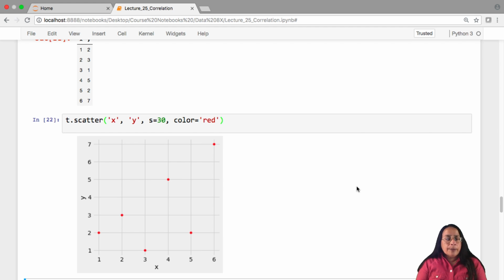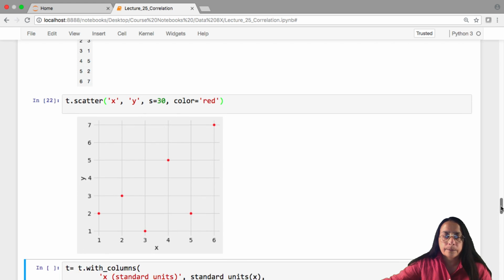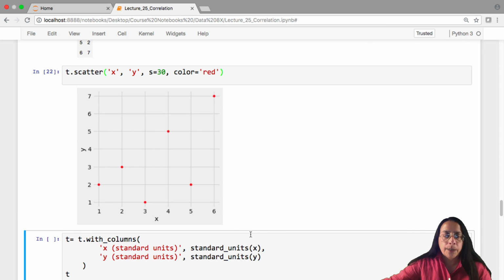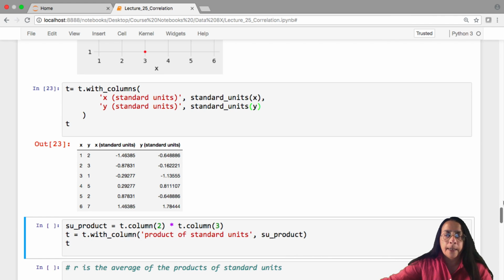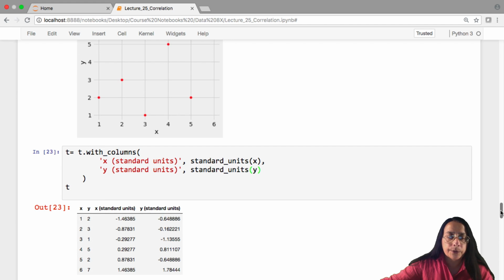How are we going to go about calculating r? We are going to first convert x and y to standard units. So we apply our standard units function to the x array as well as to the y array, and augment our table T with columns x standard units and y standard units. And now the table looks like this. This column of x's has been converted to standard units, as has this column of y's.